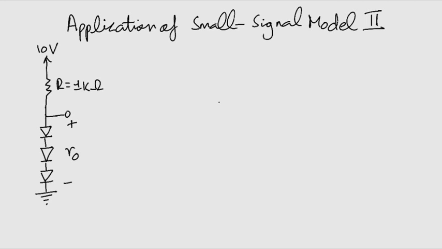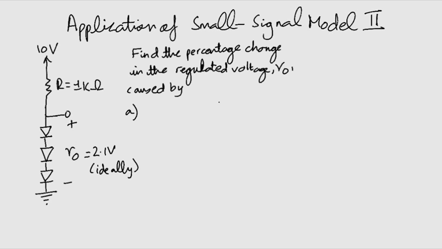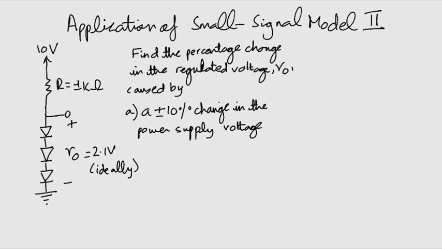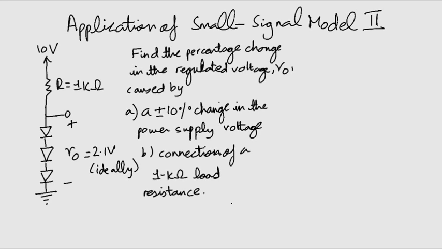Consider the voltage regulator circuit in the figure on your screen. A string of 3 diodes is used to provide a constant voltage of about 2.1 volts. We want to calculate the percentage change in this regulated voltage caused by (a) a plus-minus 10% change in the power supply voltage, and (b) a connection of a 1 kilo ohm load resistance. Assume n equals 2.